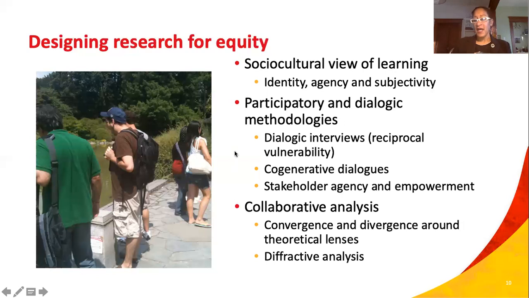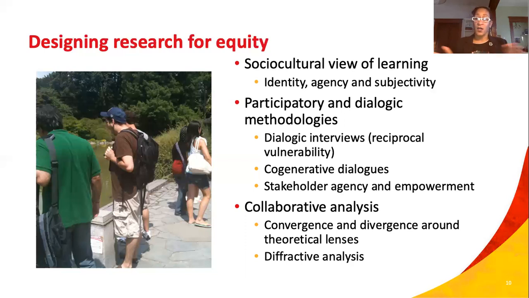Okay, collaborative analysis. So this became also very important in expanding the research because we engage in convergence and divergence around theoretical lens. So again, having this discussion about what is identity and what does it mean? What are these concepts of agency and subjectivity, and how are we thinking about them in the research, and what are different theories about them that resonate with us, and how are we incorporating them or not, or do we feel like they're relevant?